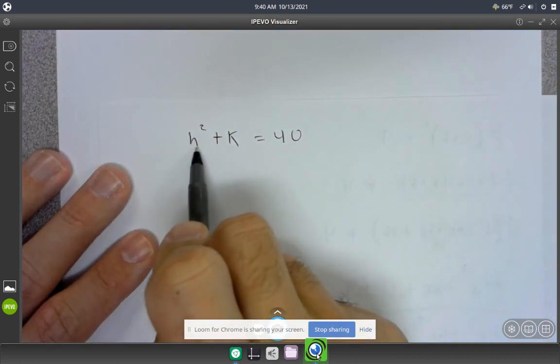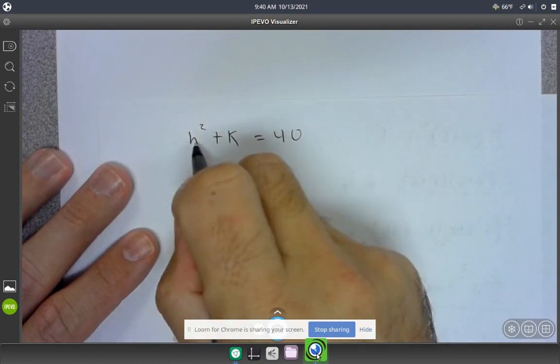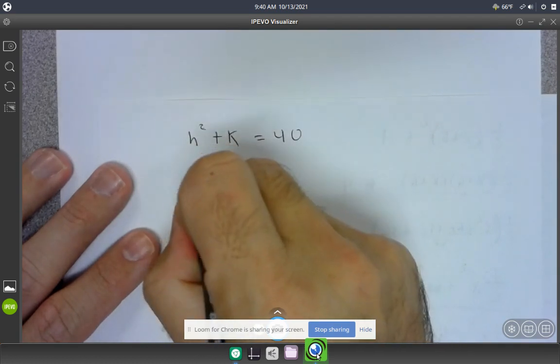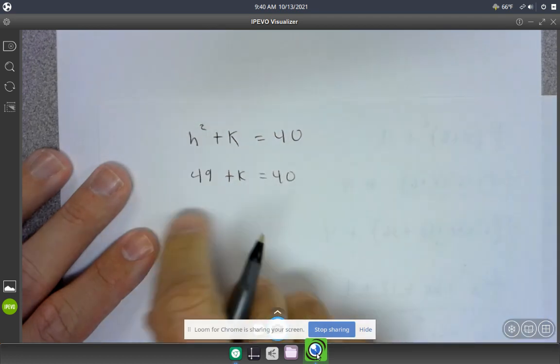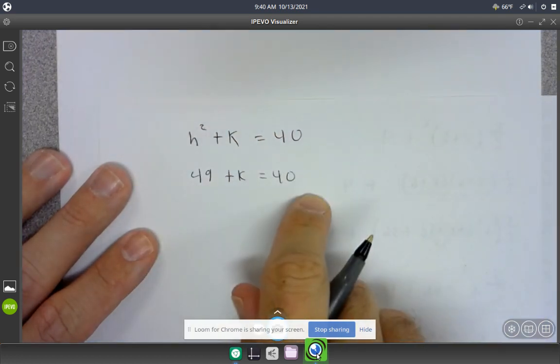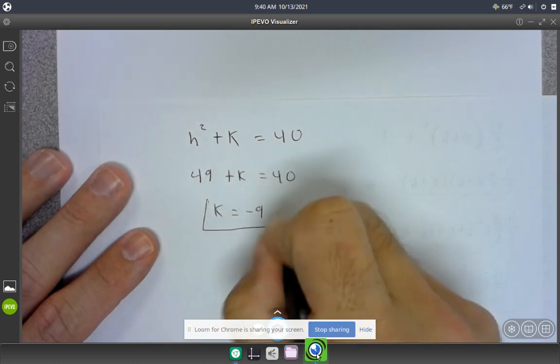And I know what h is already. h is equal to 7. So it's going to be 7 squared, which is 49. And then you just subtract the 49 from both sides. So k is equal to negative 9.